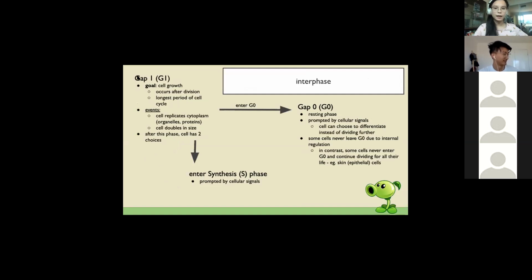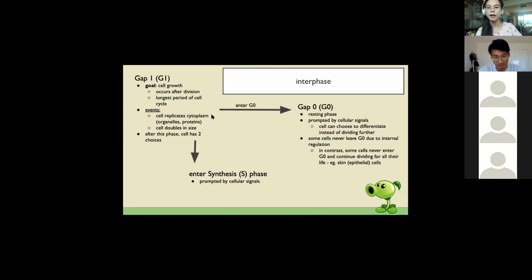G1. So basically what occurs in G1 is the cell is growing. It's replicating everything in the cytoplasm, so all the organelles and all the proteins are being doubled. And because of this, the cell is doubling in size. The point of this phase is just to grow to a large enough size where the cell can survive, or it can keep going and get even bigger so that it can divide. So at the end of G1 phase, the cell has 2 options.